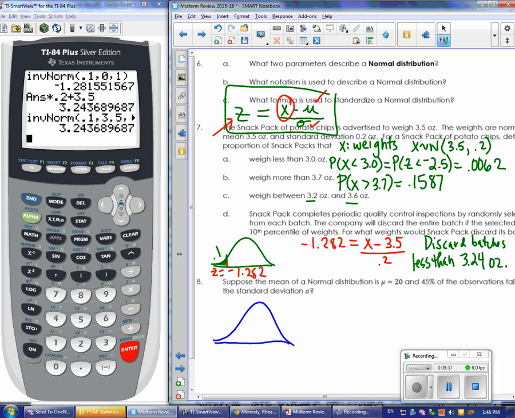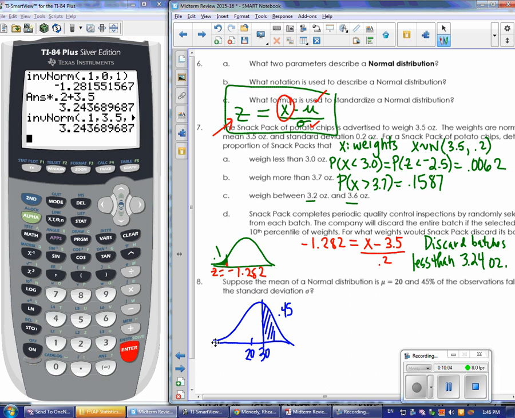This time I know 45% of the observations are going to fall up here. And I know the mean of my distribution is 20. And I think that's all I know, right? We're trying to figure out the standard deviation. Oh, wait, I do know that, let's see. Yeah, this number is 30. It just got cut off on my smartboard. So 45% of the observations are above 30. So I do have enough information.